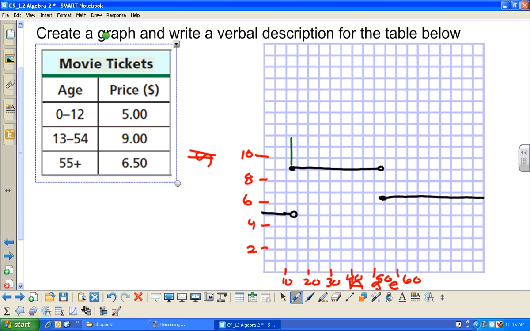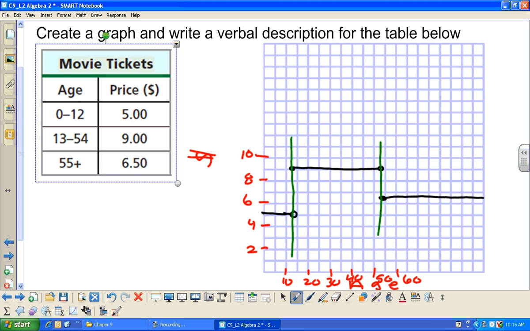If I were to draw a vertical line right here, it looks like this vertical line goes through more than one point. But since at $9 it is a closed circle, and at $5 it is an open circle, it is only going through one point at that location at 13 of age. And same thing for at 55 of age. You have an open circle and a closed circle. So that means it's only going through the point of $6.50 per ticket.